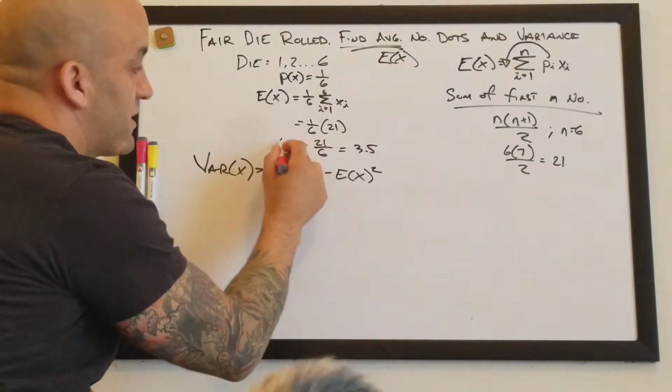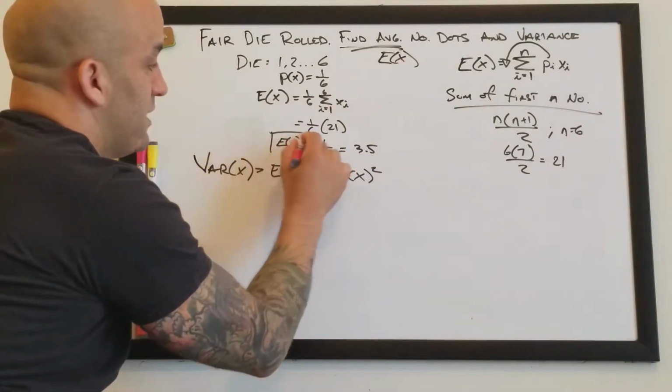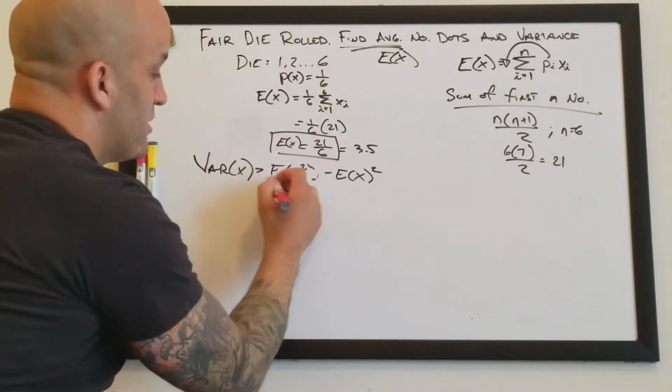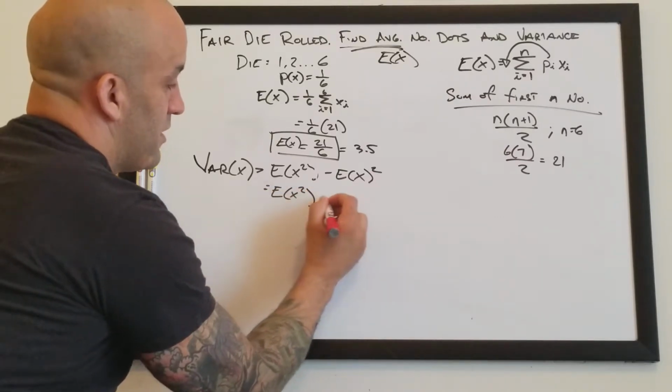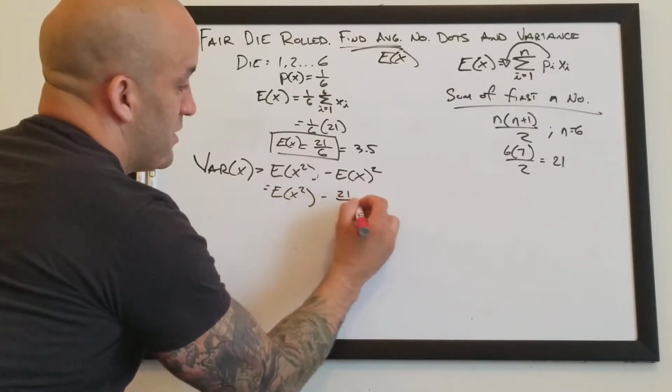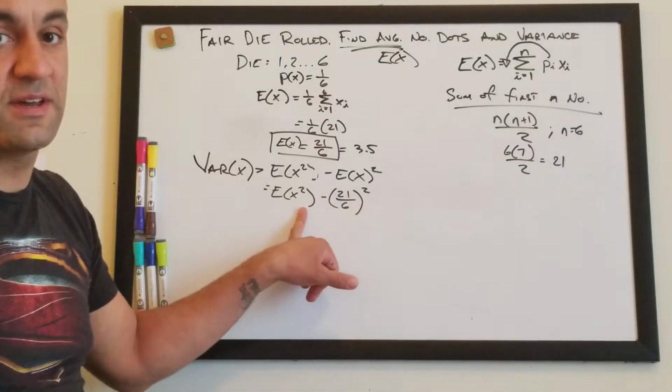So this is our expected value of x, and we're going to keep this right here. So we know this is going to be the expected value of x squared minus 21/6 squared. Now we just have to find the expected value of x squared.